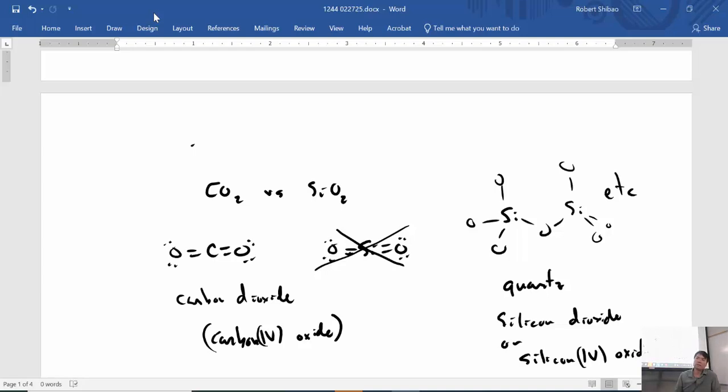Why does carbon dioxide have a gaseous form but not silicon dioxide? That's a good question. Why? And then what we need is some kind of fundamental description of what's going on with that. And the fundamental description of what's going on would be what?